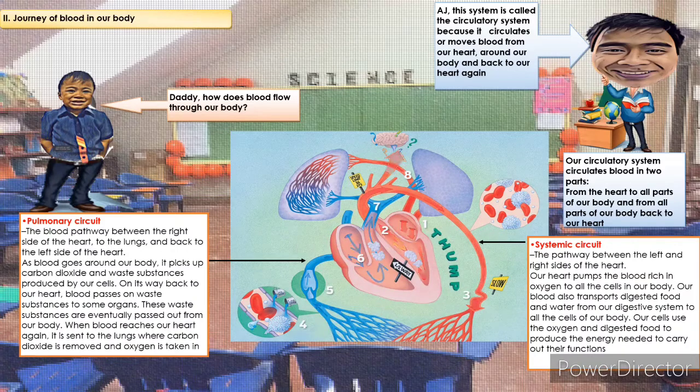In pulmonary circuit, it is the blood pathway between the right side of the heart to the lungs and back to the left side of the heart. As blood goes around our body, it picks up carbon dioxide and waste substances produced by our cells. On its way back to our heart, blood passes on waste substances to some organs. These waste substances are eventually passed out from our body. When blood reaches our heart again, it is sent to the lungs where carbon dioxide is removed and oxygen is taken in.